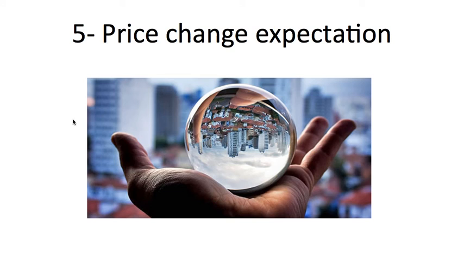The fifth one is change in expectation of the price. This is actually a self-fulfilling prophecy. When people believe that the price is expected to rise in the future, automatically the demand of the good will increase today. And the opposite is true as well. If people believe that in the future the price will drop, the demand will decrease today.